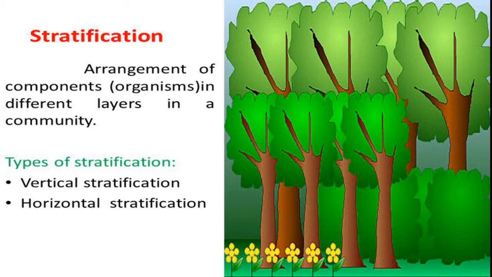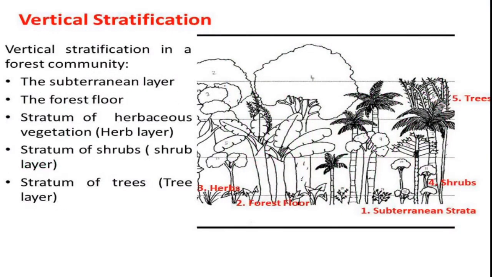Vertical stratification is clearly seen in a forest community. Vertical stratification of a forest community shows 5 strata or layers. They are the subterranean layer, the forest floor, the stratum of herbaceous vegetation or herb layer, the stratum of shrubs or shrub layer, and the stratum of trees or tree layer. The subterranean stratum is the basal portion and is formed of roots, tubers, earthworms, insects, protozoans, bacteria, etc.